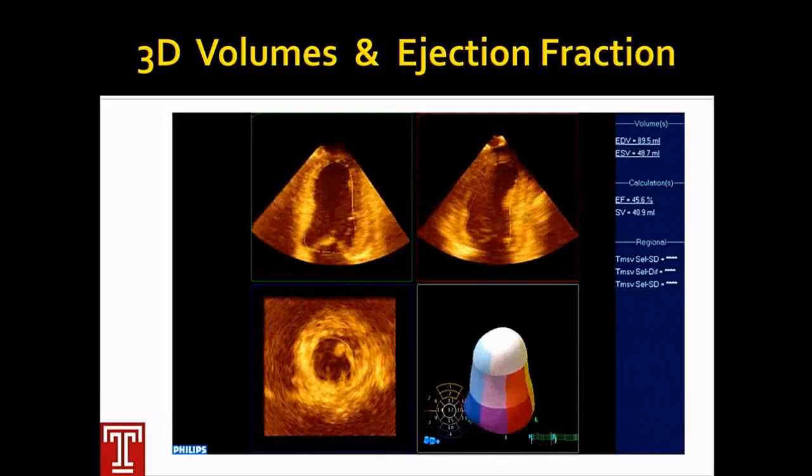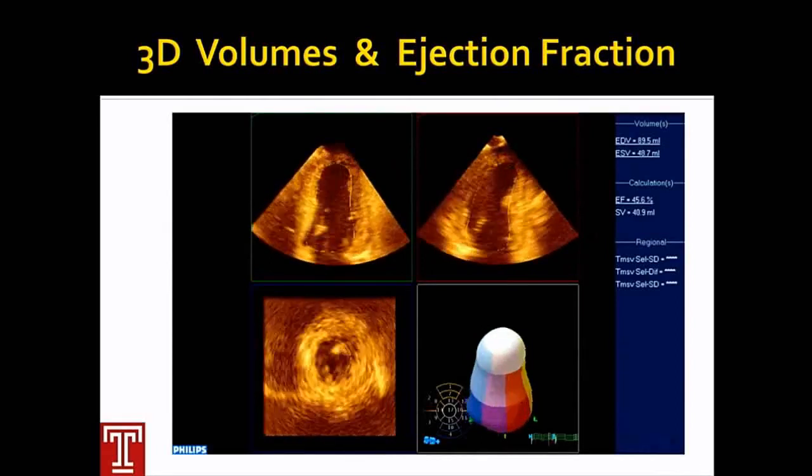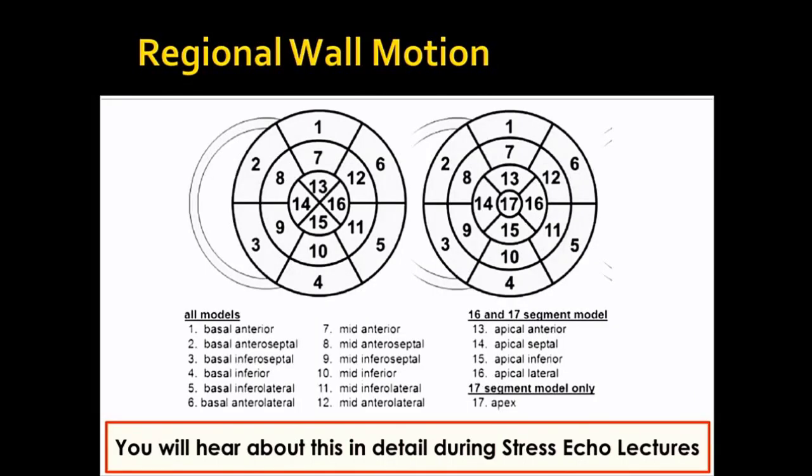There are no specific guidelines for specific 3D determined volumes, and outside of knowing that you can use 3D techniques to assess LV volumes and function, I wouldn't expect that you're going to be required to know a lot of cut points or guidelines for those volumes or criteria.